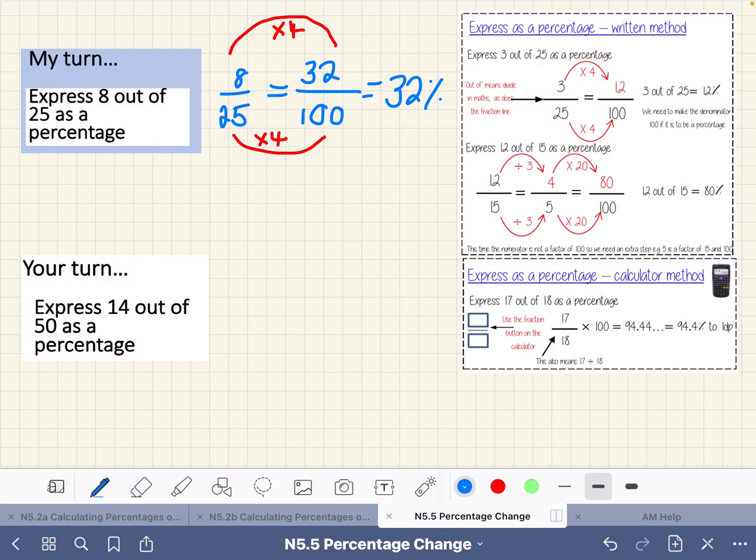Press pause while you try the your turn question here.